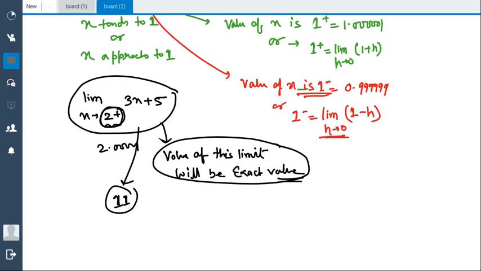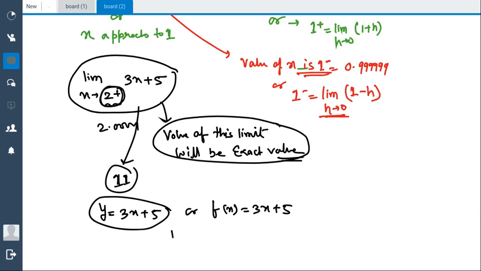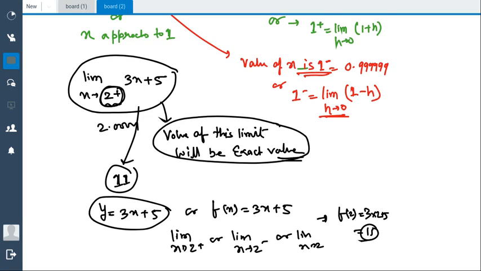So why is there a need for limit? If someone thinks, what is the need of limit? Just y is 3x plus 5, or f(x) is 3x plus 5, then why are we doing limit x tends to 2 plus, or limit x tends to 2 minus, or limit x tends to anything like 2, when the value we are getting as f(2), that is 3 into 2 plus 5, is 11? Why can't we directly put 2?